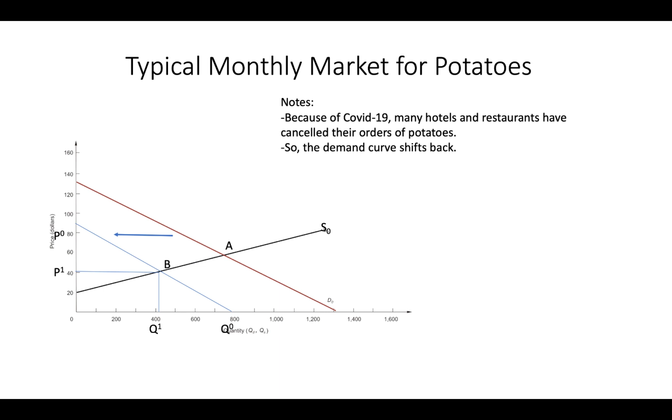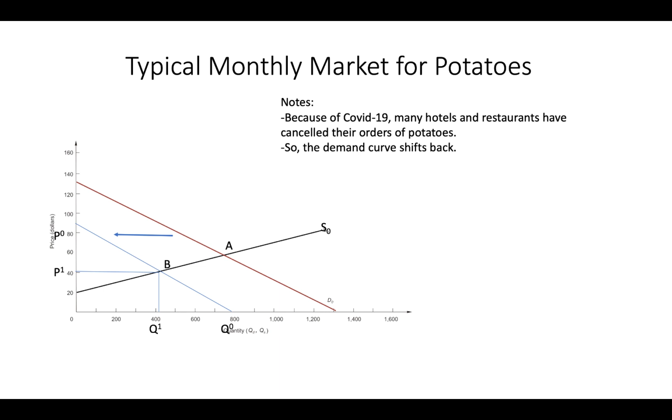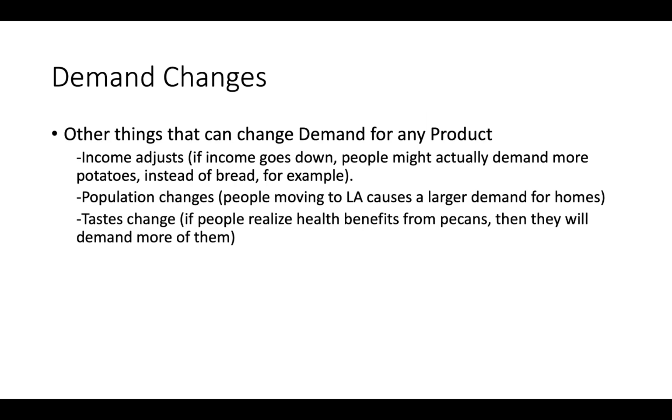So if you look at this, we talked about demand shifting back because people are not ordering the potatoes for their restaurants. Now, there are other things that can change the demand for a product. Maybe your income. When the market's income adjusts, that could cause things to go up or down. So let's say income goes down, people might actually demand something more like potatoes instead of bread, for example. They'll go for the cheaper thing. We call that an inferior good. Now, the opposite could be true too. If income goes up, you might buy more of something fancy like steaks. That's one example often used.